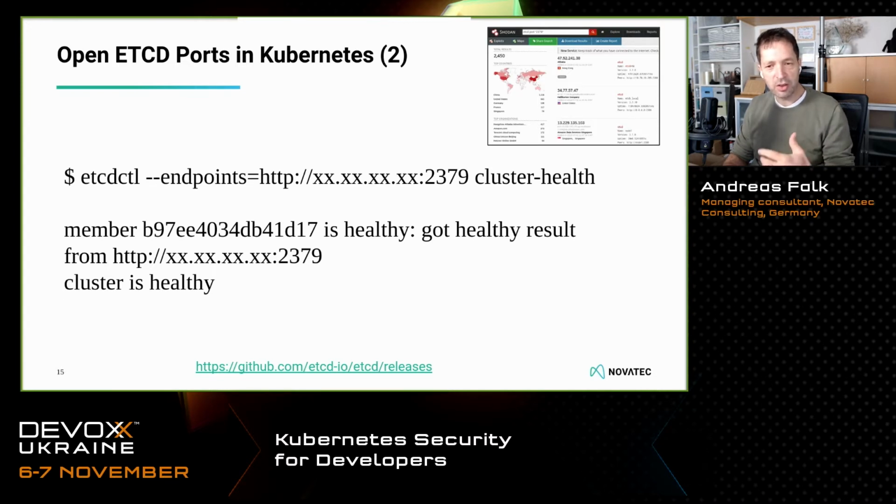Always shut down all the ports that are not required for the outside world. The only port that typically needs to be open to the outside world is the port for accessing the Kubernetes API, and of course the ports of your application, so that the application you deployed can be accessed.